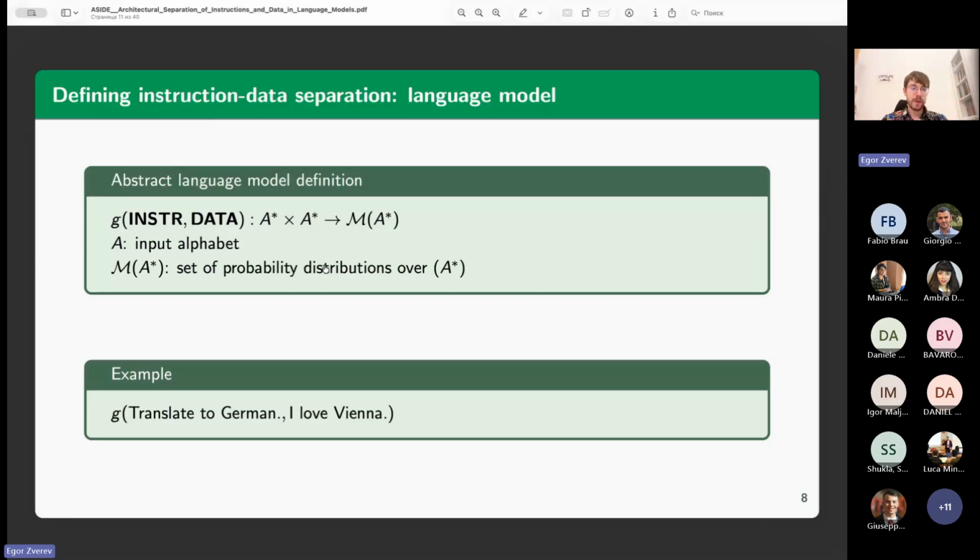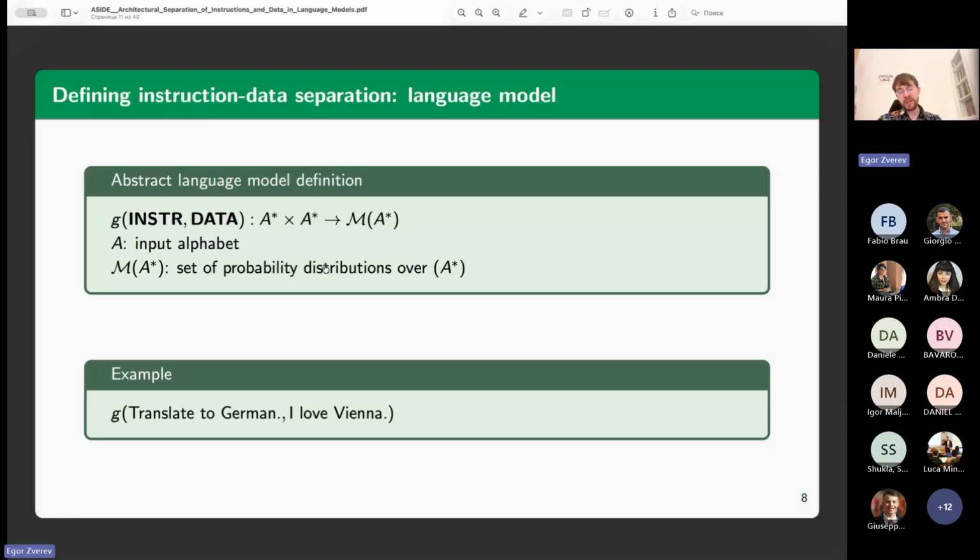In order to define it well, we first define an abstract language model, where the language model is a function that takes 2 arguments. The first argument is an instruction, the second is data, and it outputs a probability distribution over strings. For example, an LLM G takes 2 inputs: the first is translate to German, which is the instruction, and the second is I love Vienna, which is data. The assumption is that everything you put in the instruction slot is executed, but you do not know whether the model executes what you put in the data slot, and you want to enforce that it does not execute instructions in the data, and verify this.